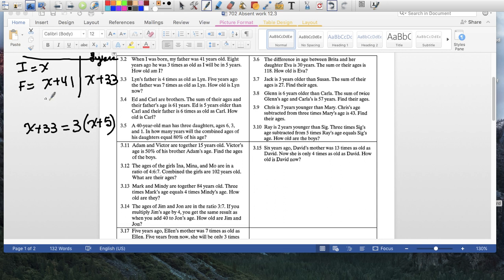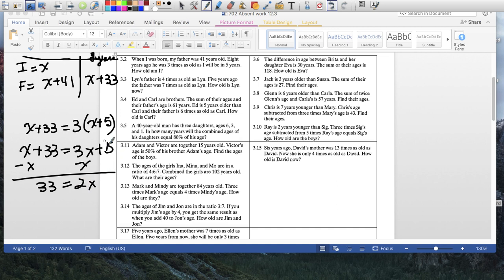Now this becomes just a very simple multi-step equation. You get 3x plus 15, minus x on each side. You get 33 equals 2x plus 15. Sorry, what am I doing? Minus 15 here, minus 15 over there. That's 18 equals 2x. Divide both sides by 2, and x will be 9.